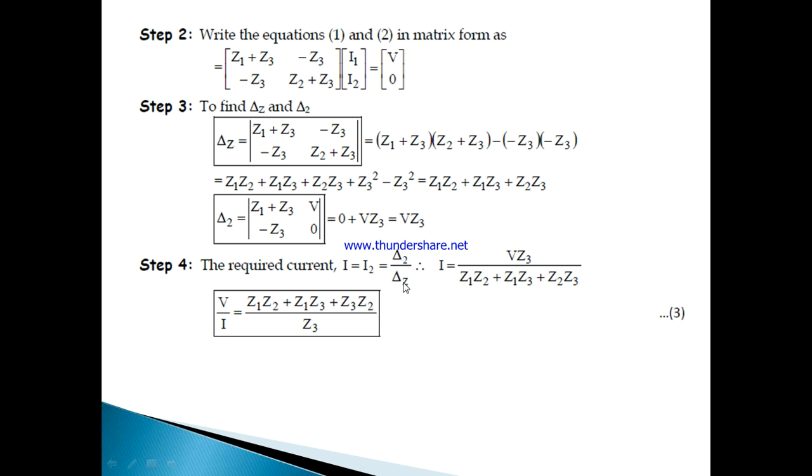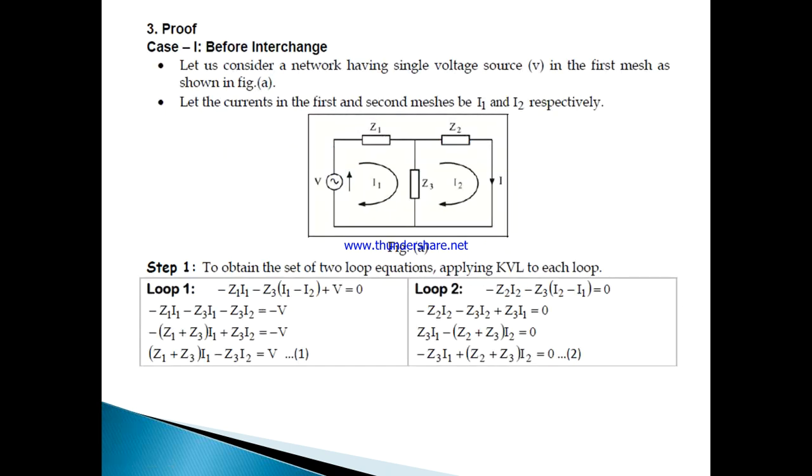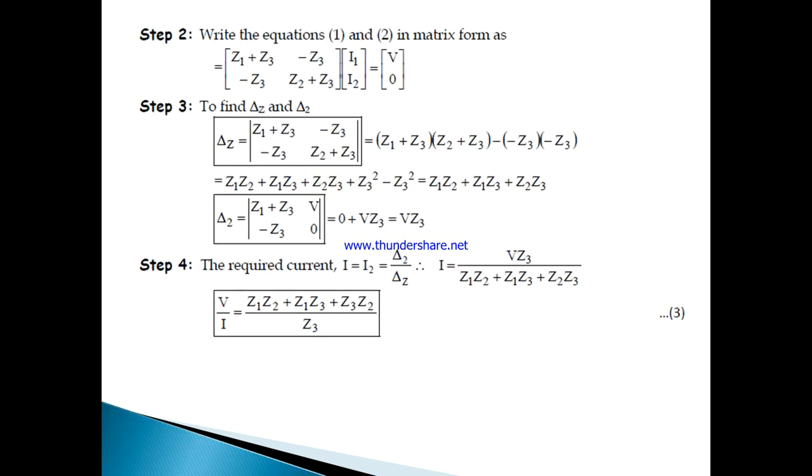Now substitute the delta 2 and delta Z values. Delta 2 is V Z3 and delta Z is what we just got, and after substitution we obtain the I2 value, or I value, as this. Now, according to the reciprocity statement, we should find the ratio of source excitation to response. So we substitute V and the I value we just got. After substituting and rearranging, finally we get excitation to response equals a constant. The constant we got from the network is (Z1 Z2 plus Z1 Z3 plus Z3 Z2) by Z3. So this is the expression for the excitation to response ratio.